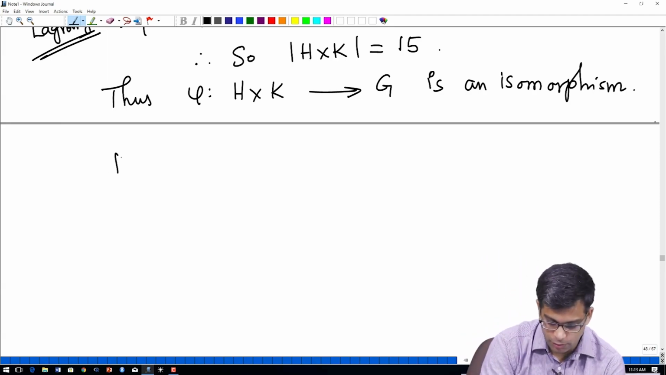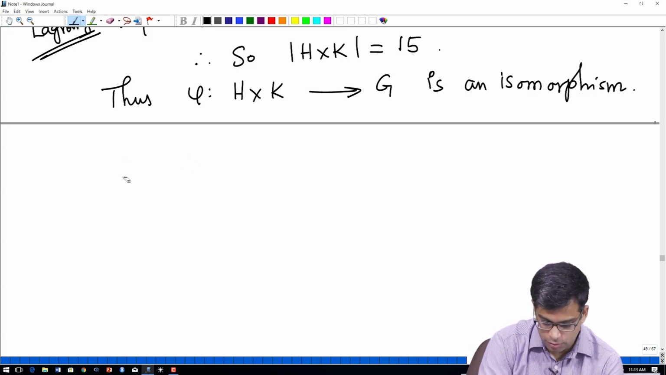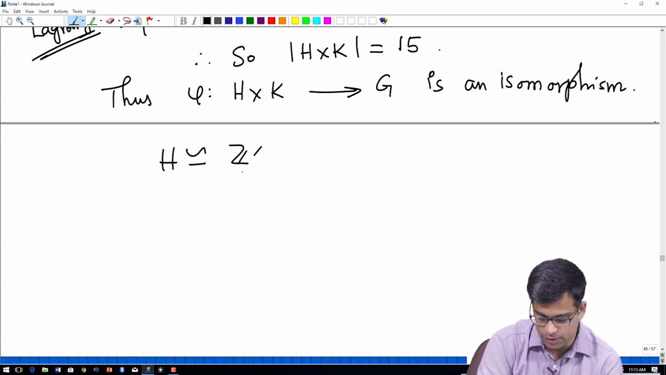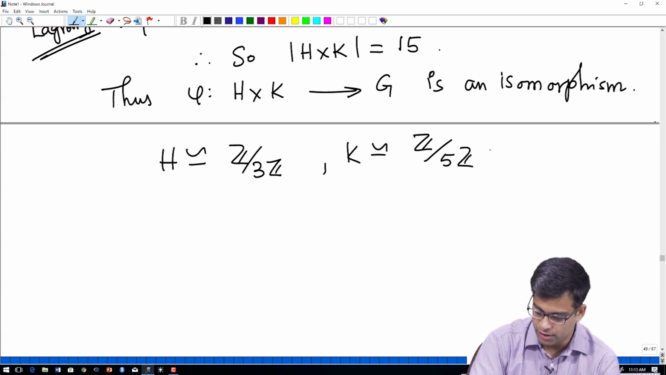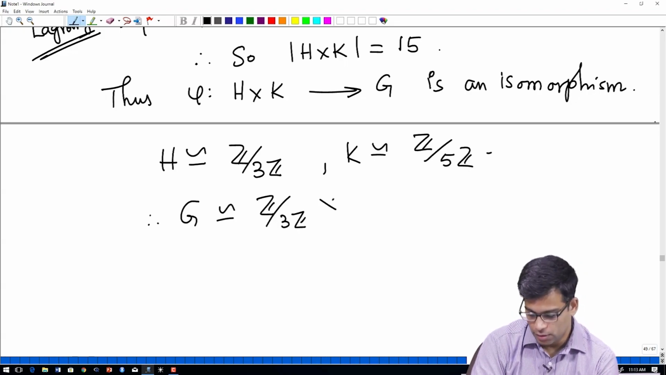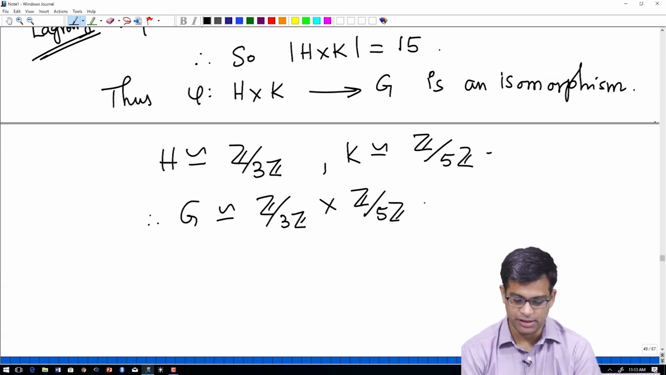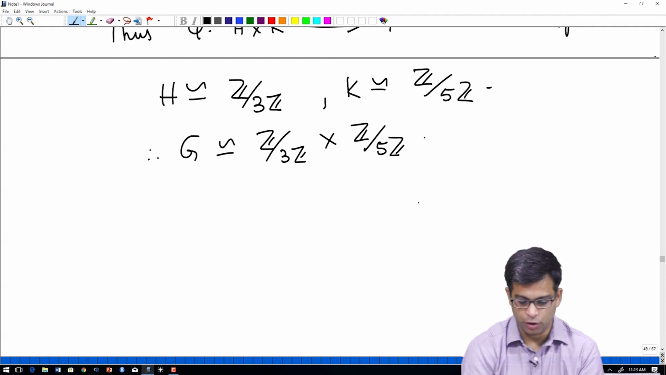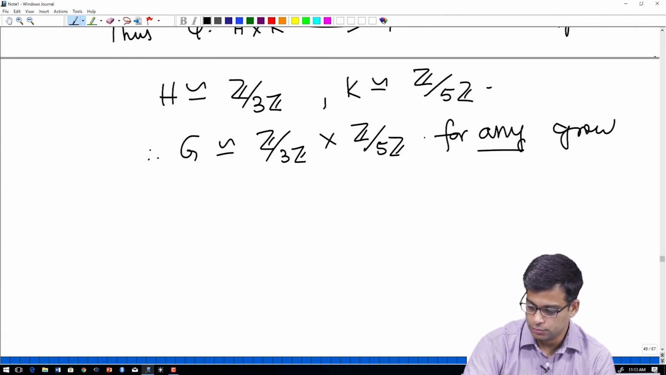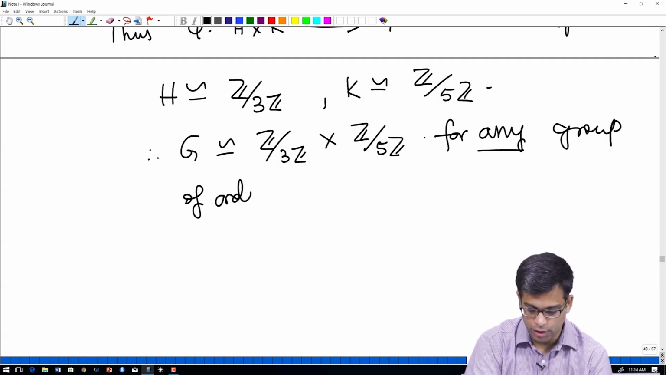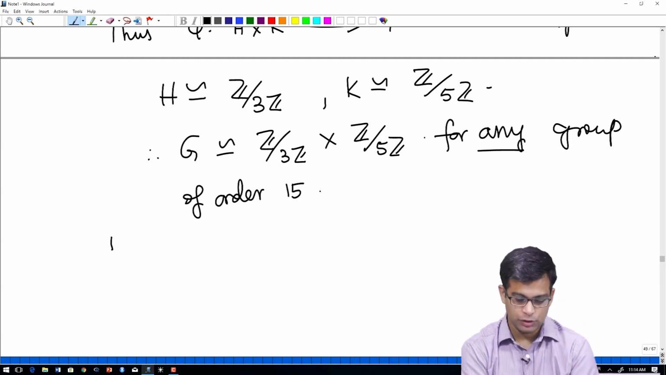Now we recall that H is isomorphic to Z mod 3Z and K is isomorphic to Z mod 5Z. So G is isomorphic to Z mod 3Z cross Z mod 5Z. Isomorphisms are preserved by composition. So this holds for any group of order 15.